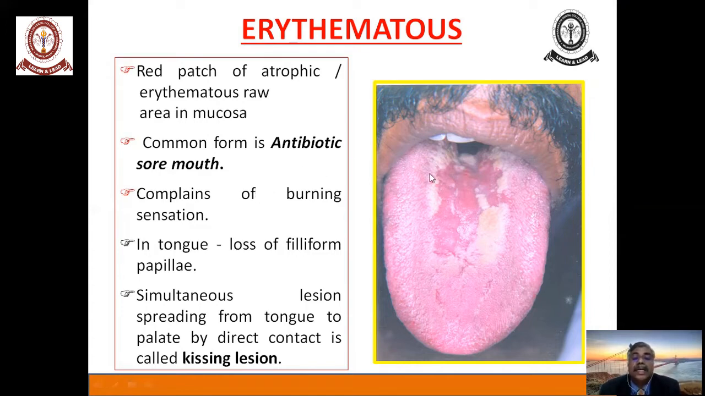And most commonly, it occurs in the tongue and it manifests as an area of loss of papilla. Such lesions, when they present on the dorsum of the tongue, are in constant touch with the palate, which may result in the transmission of infection from the tongue to the palate.